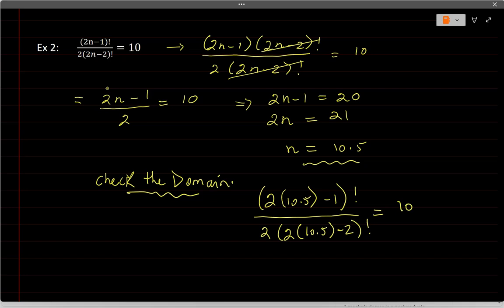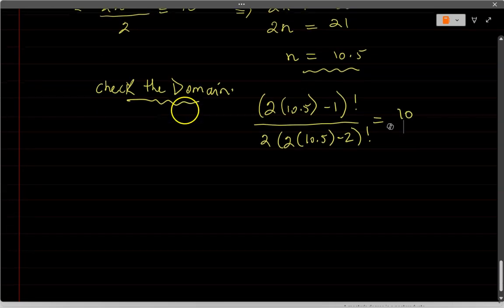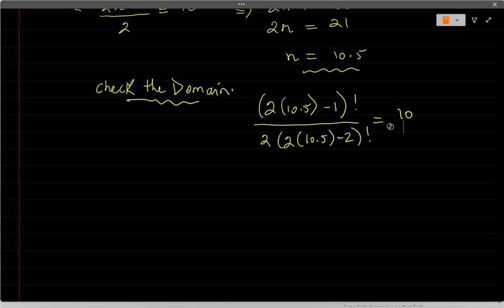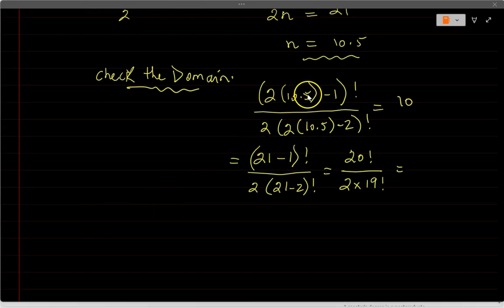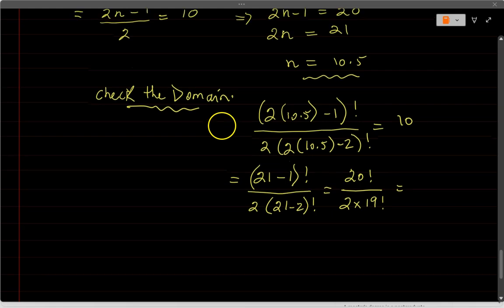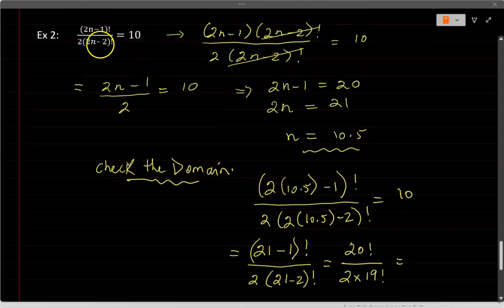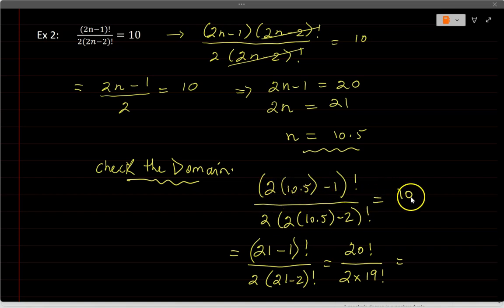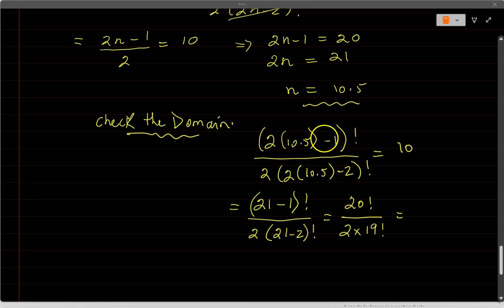Is that equal to 10? Okay, and from this point on, you just have to do the math and then find the answer. So simply you plug in n equal to 10.5 back into the original equation, which is right up here for n, and then you do the math, and you get equal to 10, and then you have to simplify the inside of the bracket.